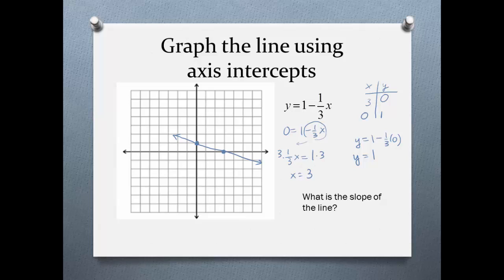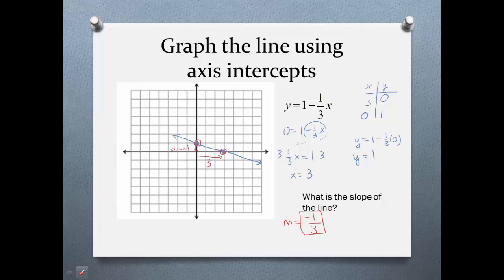And if I want to find the slope here, I'm going to start at this point on the y-axis and move to this point on the x-axis. I have to go down 1 and to the right 3. So my slope, rise is negative 1 because I went down 1. My run is positive 3 because I went to the right 3. So my slope is negative 1/3.